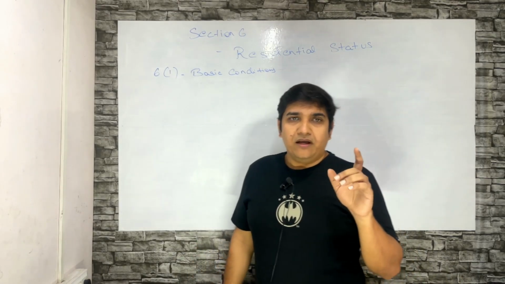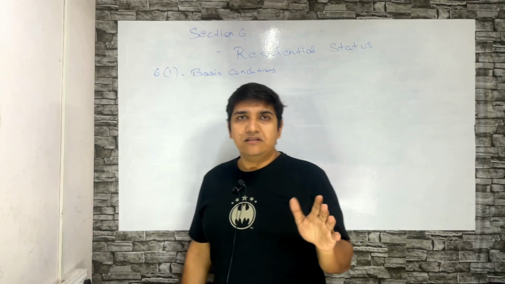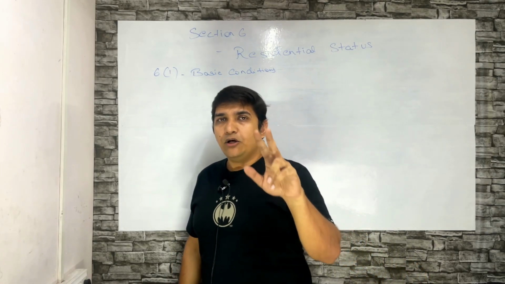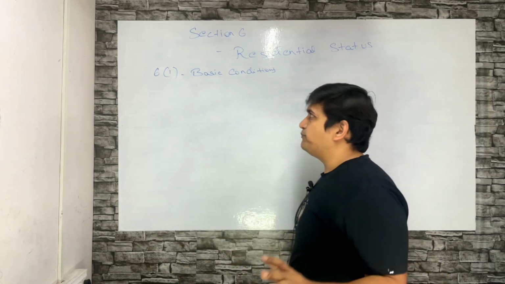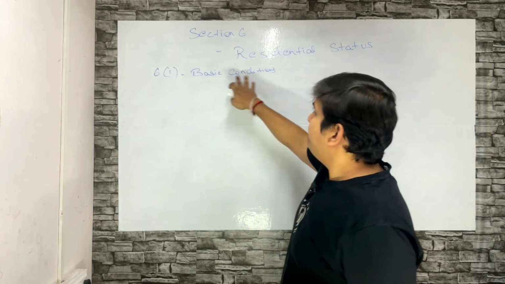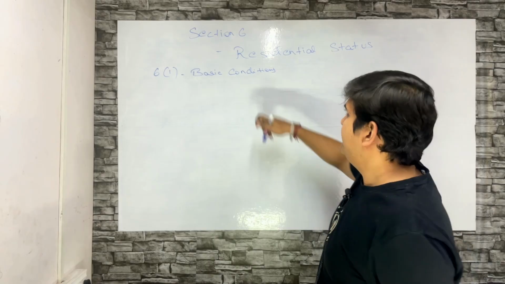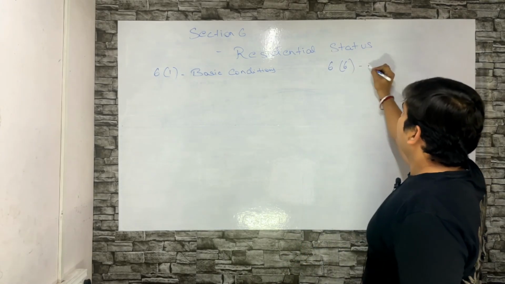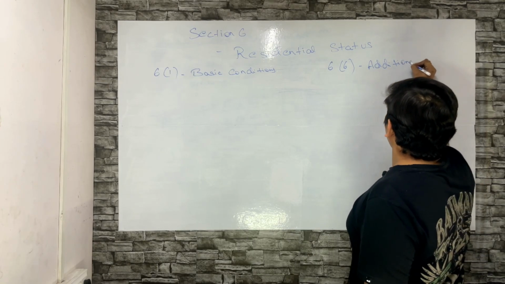Now, when we talk about residential status of individuals, there are two major subsections which we have to discuss. One is section 6(1), which gives out the basic conditions. Second is section 6(6), which gives out the additional conditions.